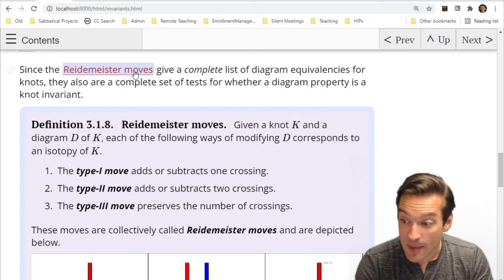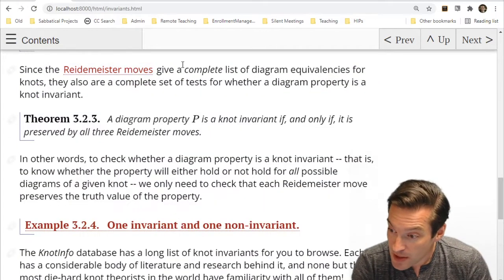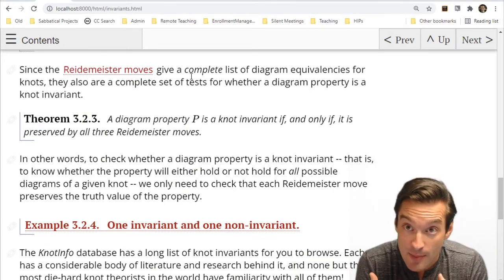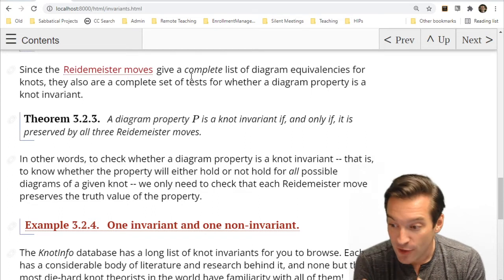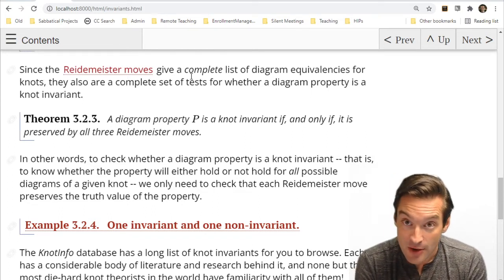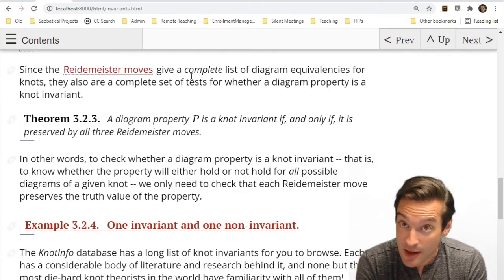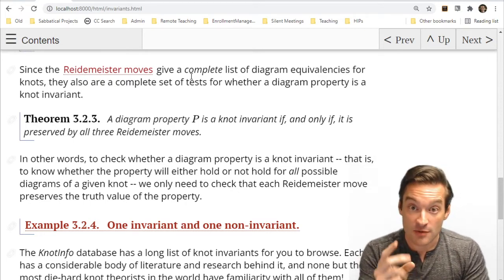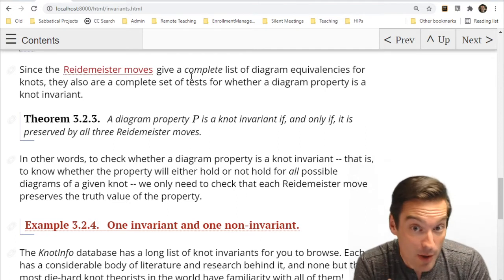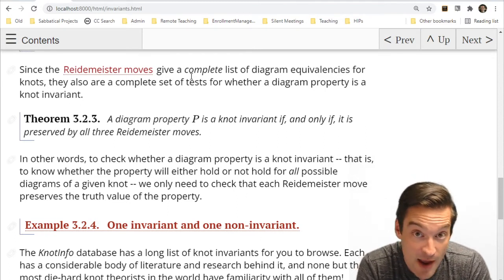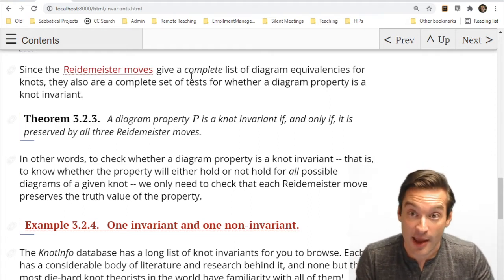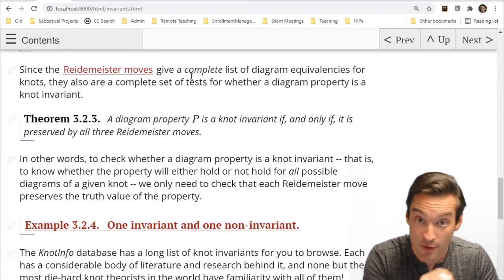And what's great about that theorem is because we know any two diagrams of a given knot are going to be related by those Reidemeister moves. What that also tells me is that a knot invariant can be told to be a knot invariant if and only if that property is preserved by each of the three Reidemeister moves. If none of my Reidemeister moves can change the value of my knot diagram property, then no difference in diagrams for the same knot can change the value of that property.